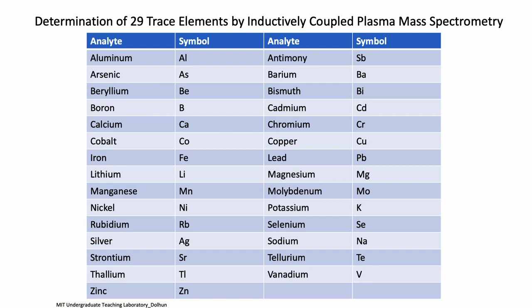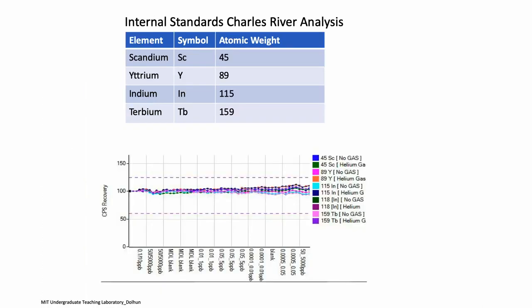So what are we going to detect in this lab? We're actually going to be looking at these 29 elements. We picked 29 elements that we're going to be scanning and monitoring during our river lab. What we did is we got standards that contain these 29 elements, so we could make up calibration standards for you for this lab.